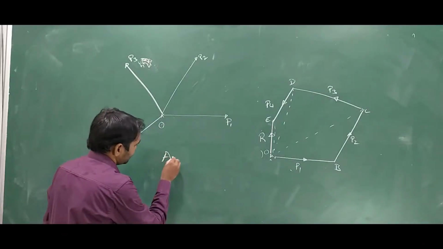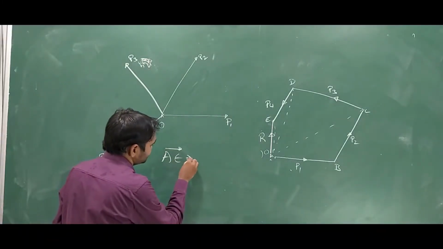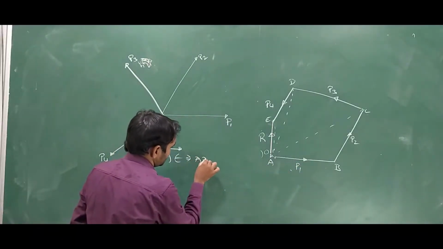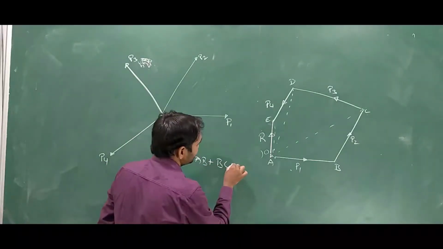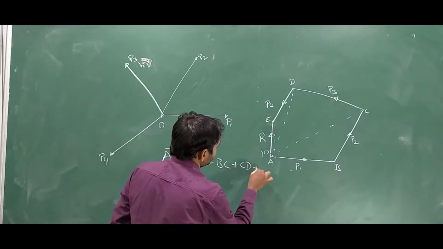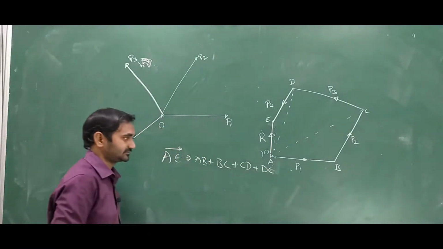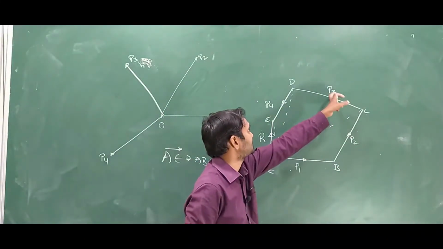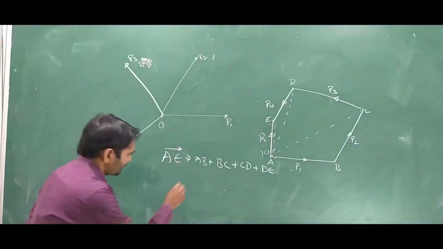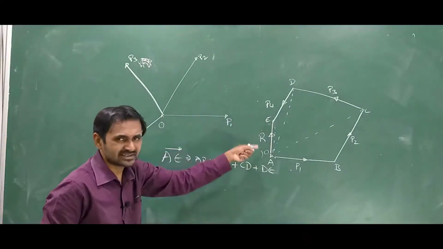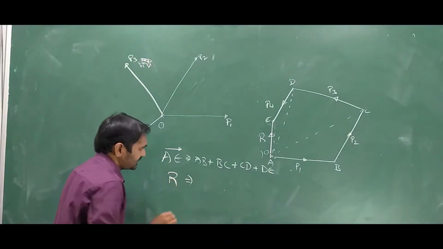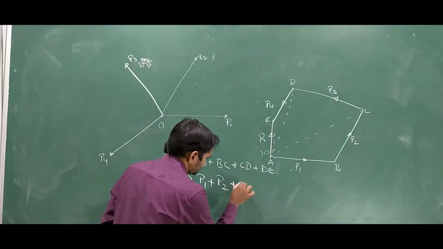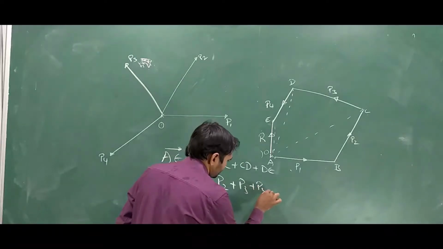Therefore AE is equal to AB plus BC plus CD plus DE, where AE equals AB plus BC plus CD plus DE. From this, what is AE? AE is my resultant. Therefore, R equals P1 plus P2 plus P3 plus P4.